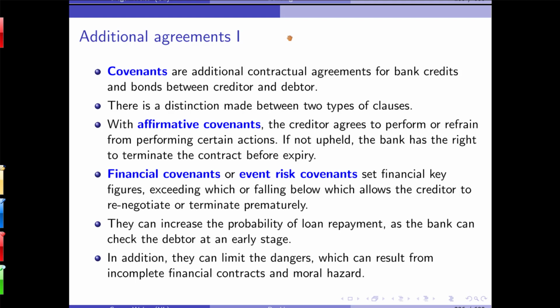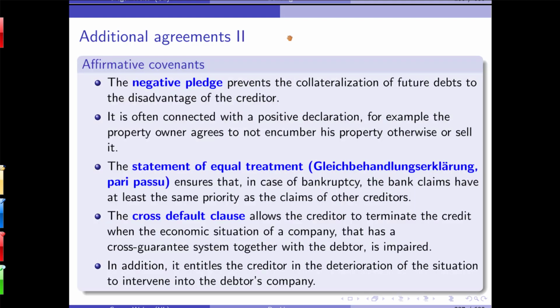Those are covenants, and they are meant to increase the probability of repayment or price in the additional risk that has been identified before the maturity of the loan. You want to make sure that credit risk is properly dealt with here. So they try to limit the dangers which can result from incomplete financial contracts, from moral hazard, and so on. Those are covenants.